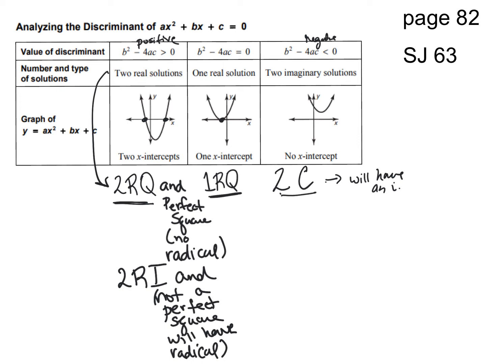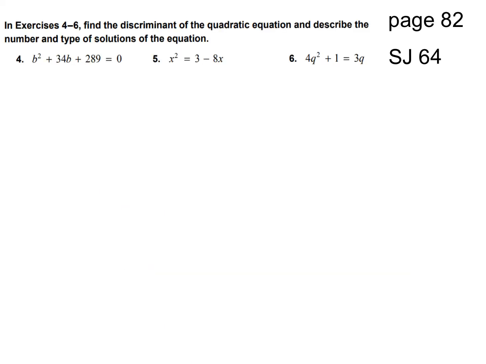Now, let's go back to those first three examples because we're going to do those first three examples in a special order, and I'll show you what that is. Now, these say find the discriminant and describe the number and type of solutions of the equation. So for 4, 5, and 6, we do not actually have to solve. All we have to do is find the discriminant. To find the discriminant, you need to make sure it is equal to 0.